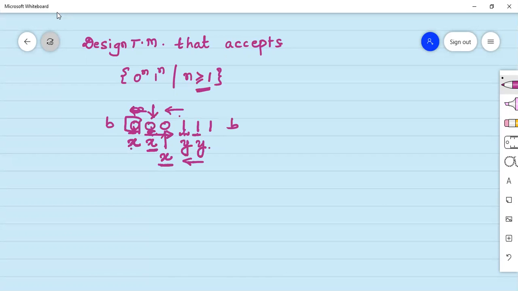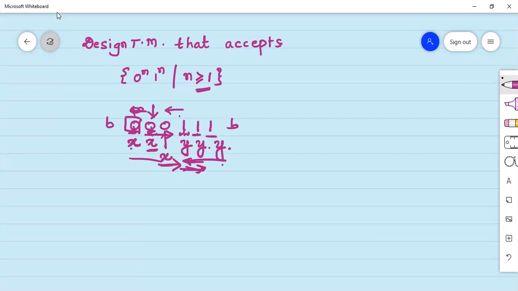And once you get this x, you move towards the right. If you get y's also, you move towards the right till you get a 1 and make it y. If we do this, there are equal numbers of zeros and ones, and we should stop when we are running out of the input, and also we should be in the final state. That is the logic that we are going to implement for the design.